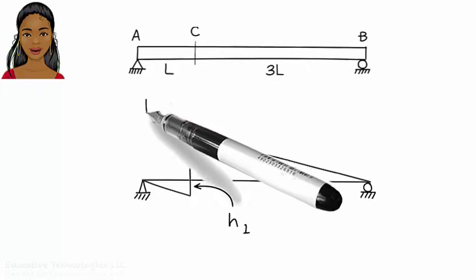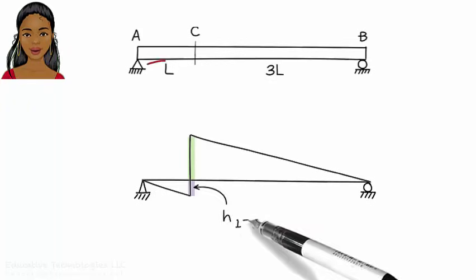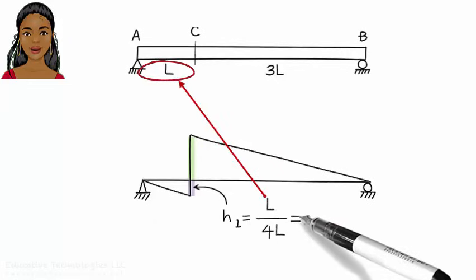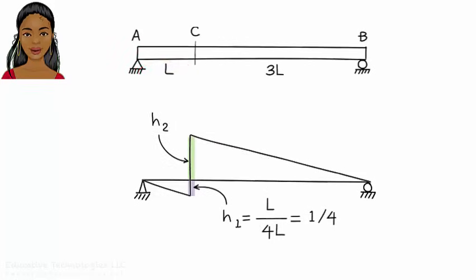But what are these values? We know the influence line is drawn based on a moving unit load. So it should come as no surprise that the overall height at C is a unit force. The heights at the negative and positive sides are then fractions of 1. The negative height is the ratio of the length of the left segment to the overall length, or 1/4. The positive height is the ratio of the length of the right segment to the overall length, or 3L/4L, or 3/4. Notice that the two heights add up to 1.